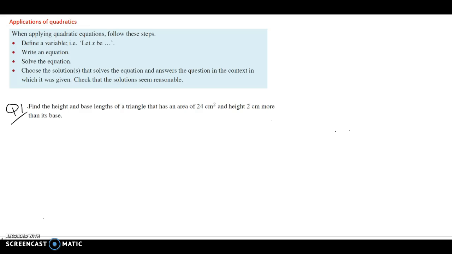Find the height and base lengths of a triangle that has an area of 24 centimeters squared and height 2 centimeters more than its base. Why don't we define a variable for the base? So let's let x be the base length of the triangle.